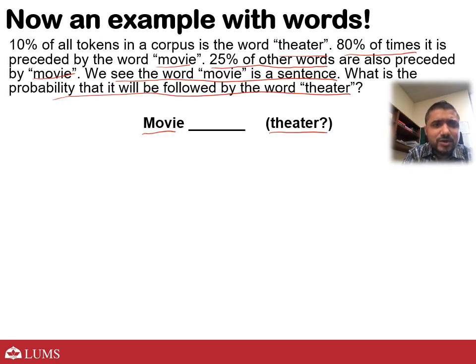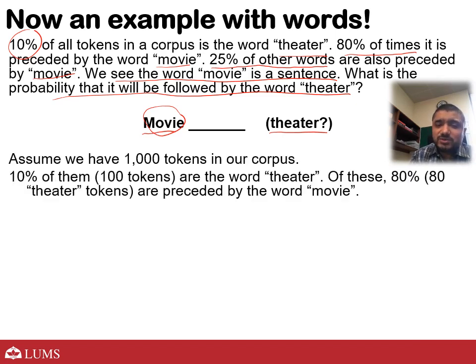ठीक है. होपफुली आपने pause किया, आपको prior नज़र आ रहा है. ठीक है. Theater आने का prior कितना था? 10%. और आपको ये भी नज़र आ गया है कि आपको likelihoods वगैरह कहाँ से मिल रही हैं. Movie वो चीज़ है जो आपको मिल चुकी है. This is like your positive test result, and then you know कि positive test result आने के बाद कितनी दफ़ा theater आता है और कितनी दफ़ा जब ये theater नहीं भी आता तो movie जो है वो, किसी और movie के बाद कोई और word आता है. So let's quickly now calculate this.